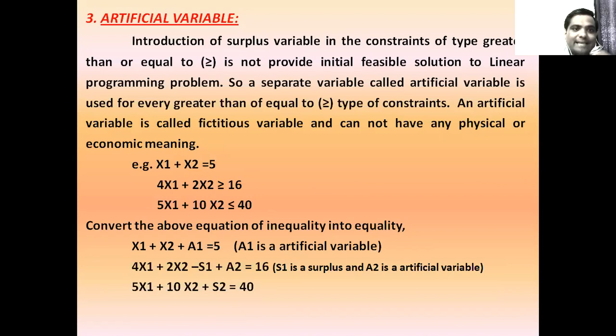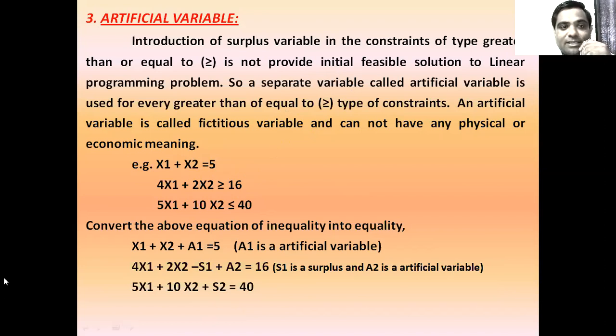So let's see the example. These are the three constraints: x1 plus x2 is equal to 5, then 4x1 plus 2x2 greater than or equal to 16, and 5x1 plus 10x2 less than or equal to 40. We already discussed when we use the artificial variable: if the constraints are of the type greater than or equal to.